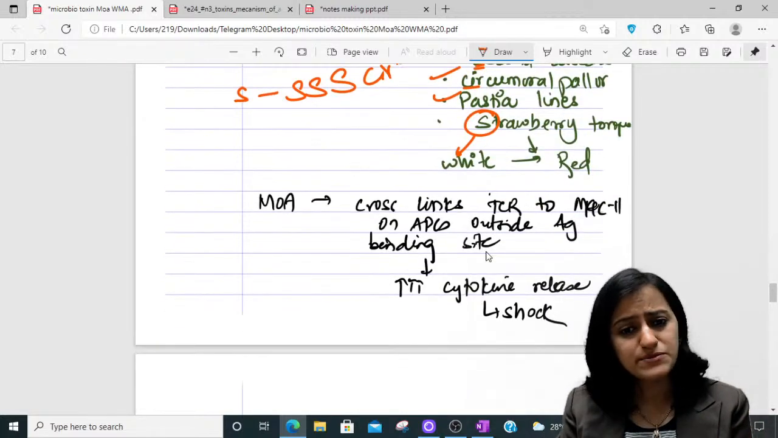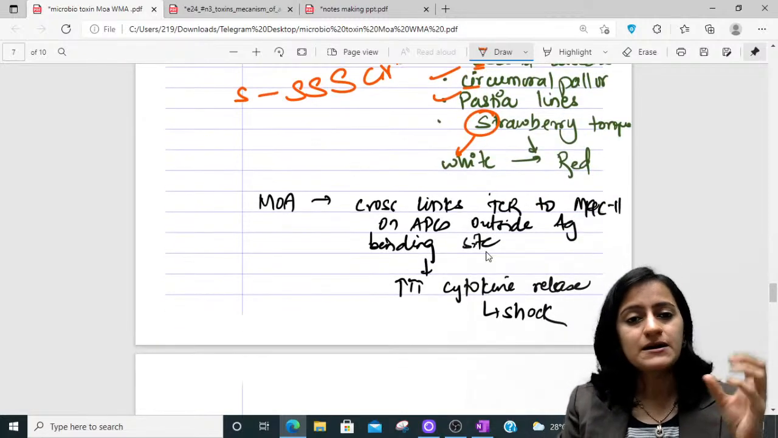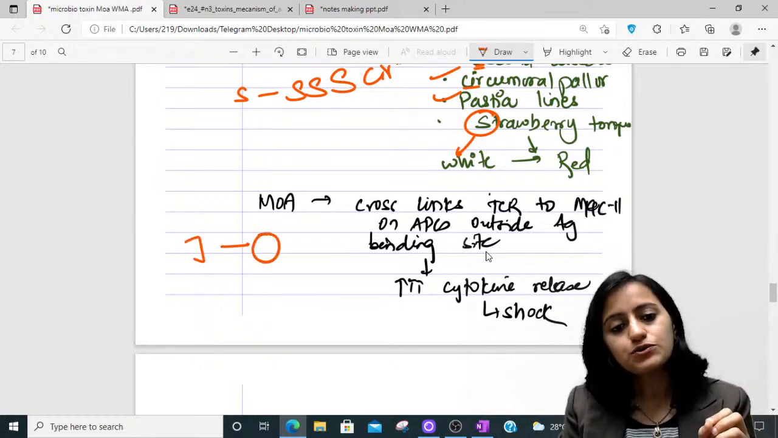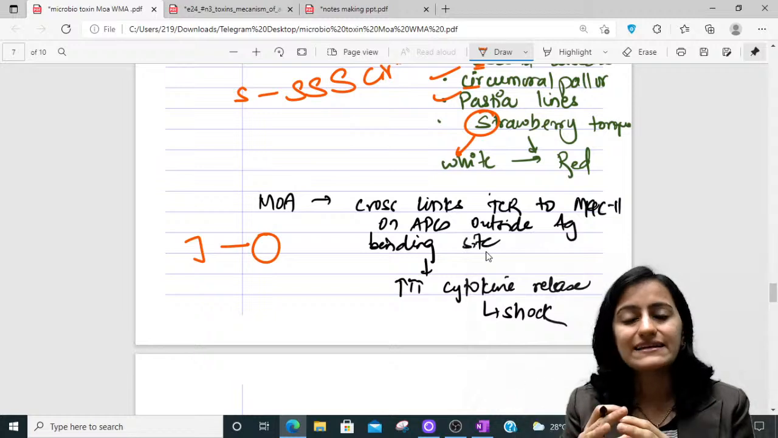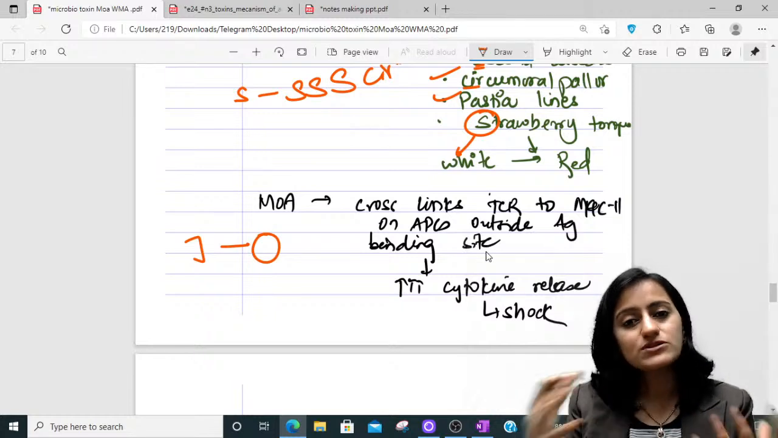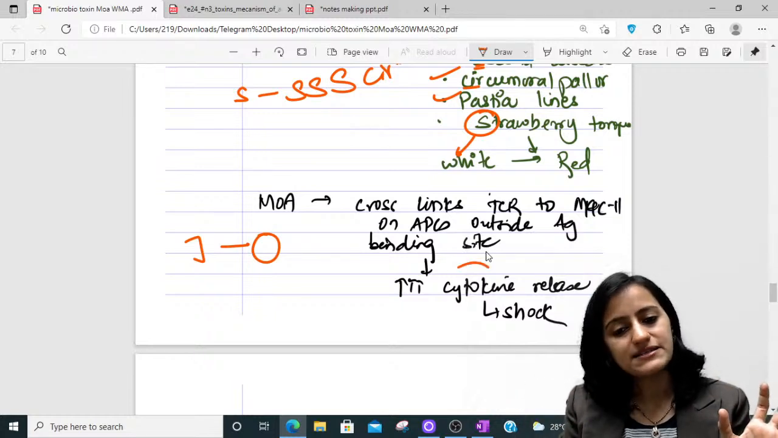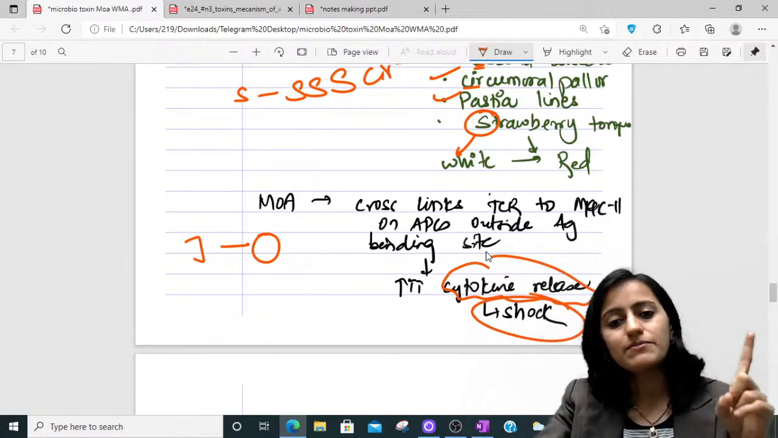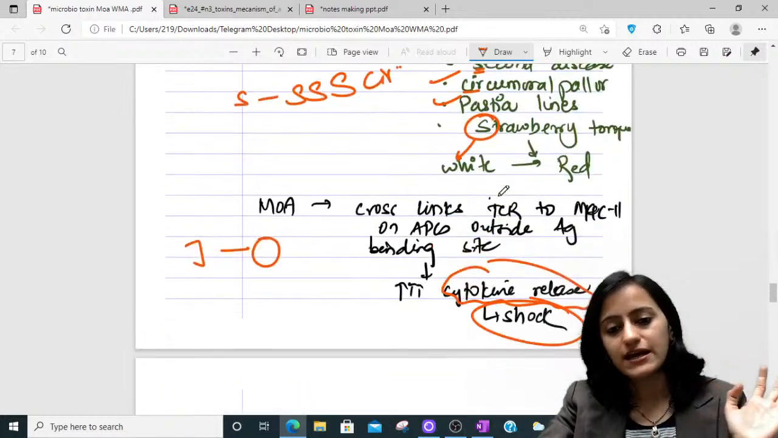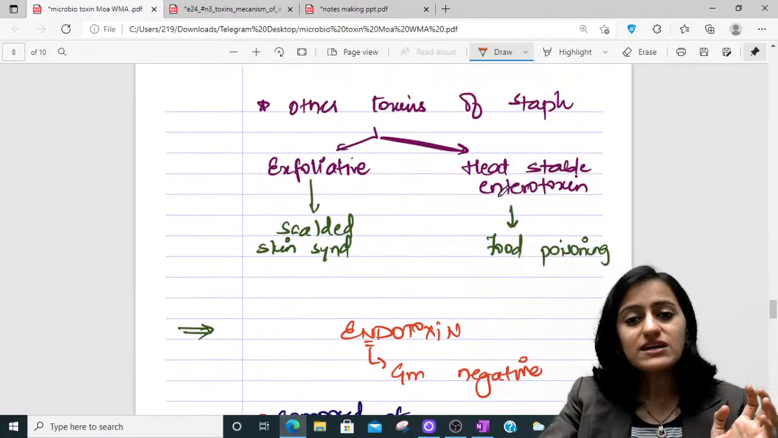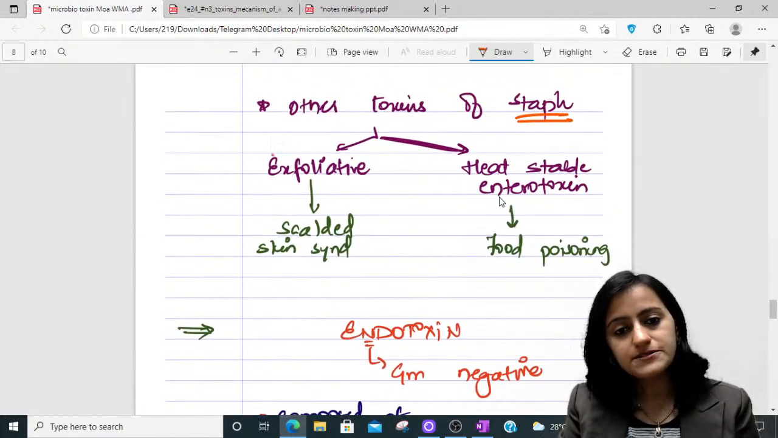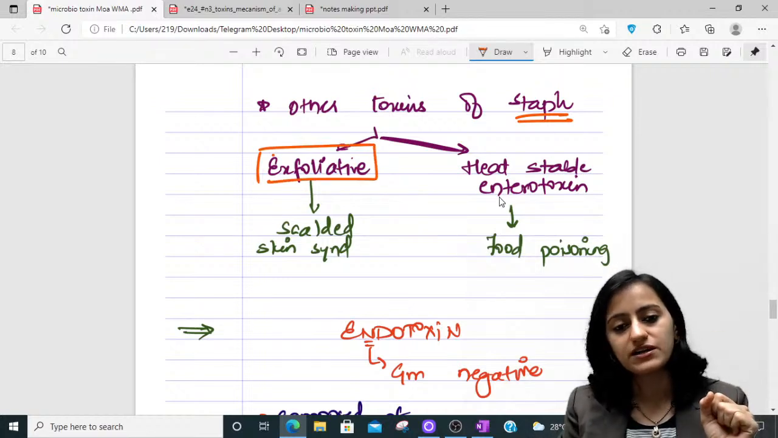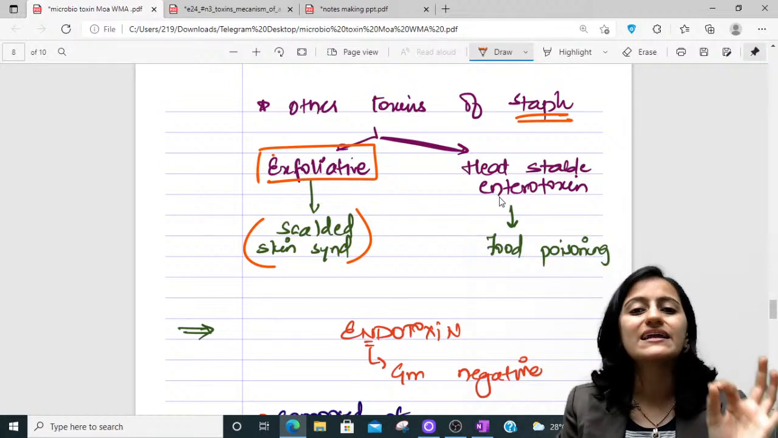What is the mechanism of action of these super antigens? Basically, they cross-link your T cell receptor to the MHC2 on the antigen presenting cells outside the antigen binding site. There is increased cytokine release that leads to shock. So remember TSST and your erythrogenic exotoxin A. Which are the other toxins of Staph aureus? You have your exfoliative toxin, as the term says, which causes exfoliation, your scalded skin syndrome.